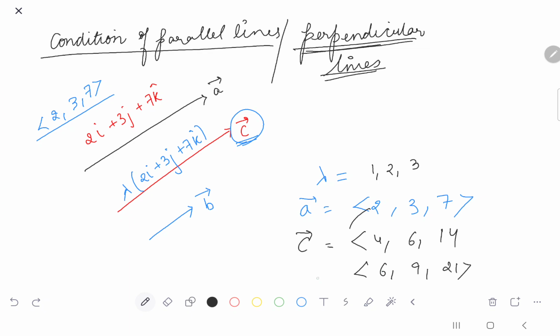So if I have the two vectors B and C parallel to my given vector A, and I want you to tell me what you think would be the direction ratios of C and B? You can say either it would be exactly the same, 2, 3, 7, or second thing, it would be what? Proportional.